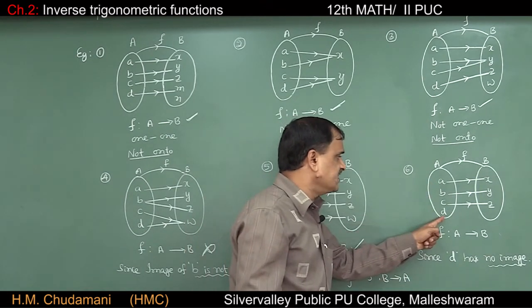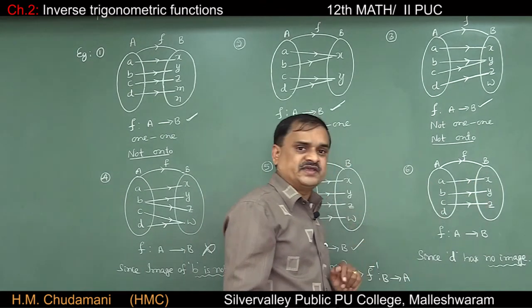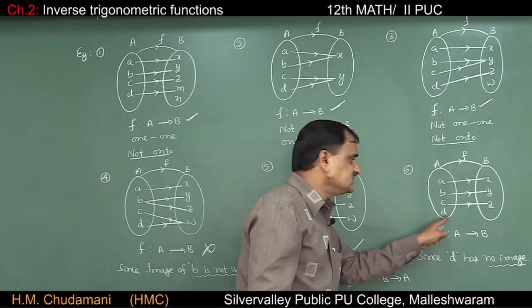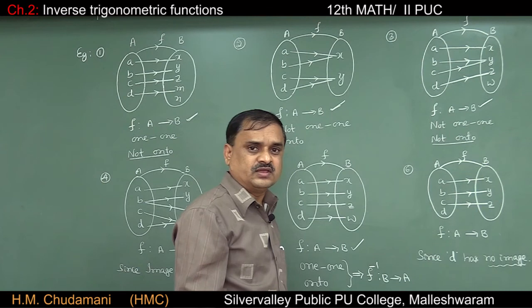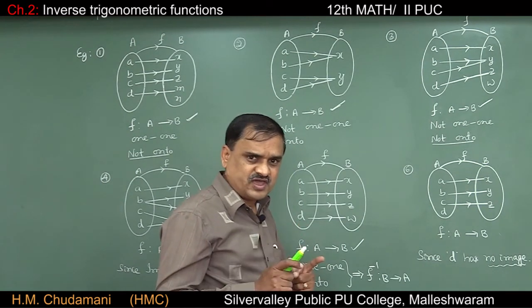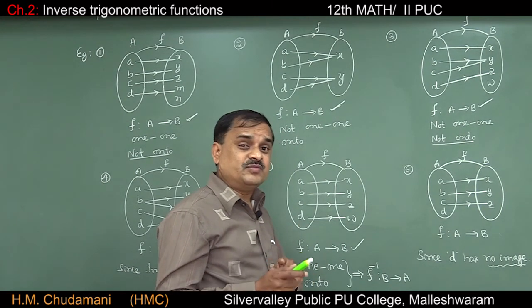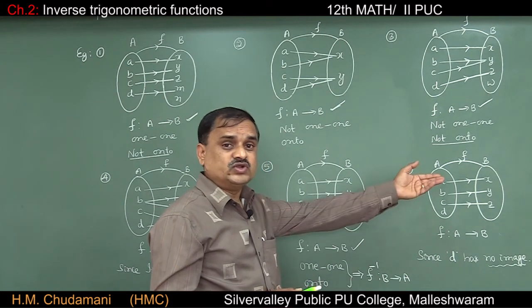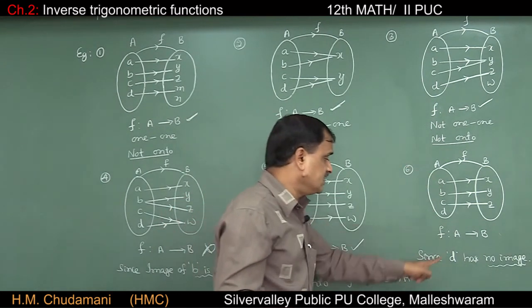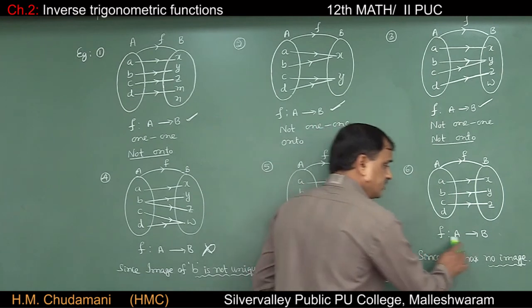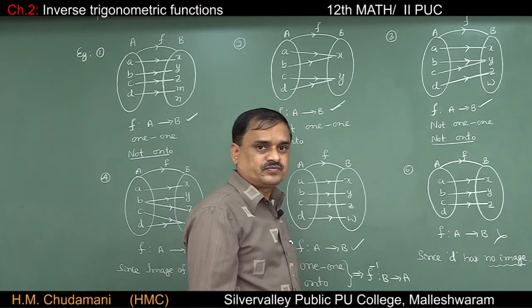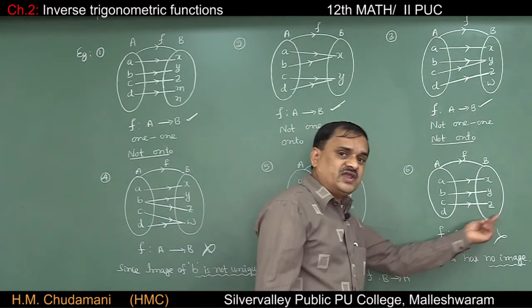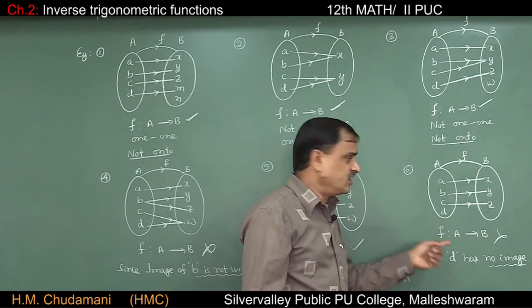Come to this example. A has a, b, c, d. Set B consists of x, y, z. See, d is not associated to any of the elements of the set B. So if it is to be a function, every element of the set A must have a unique image in set B, but d has no image. Therefore, f from A to B is not a function at all.